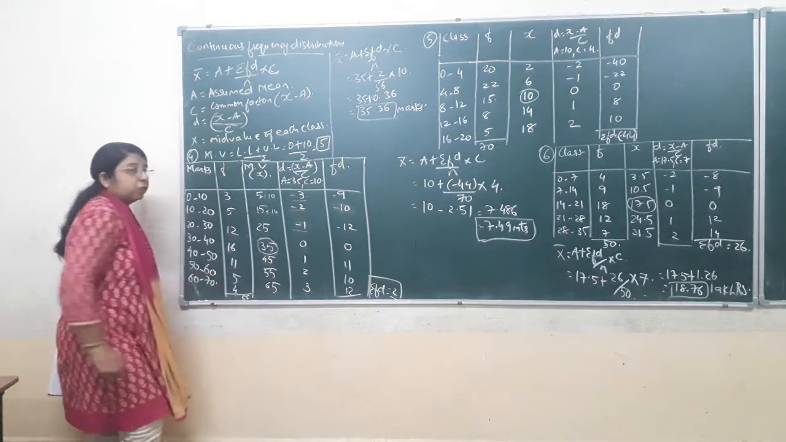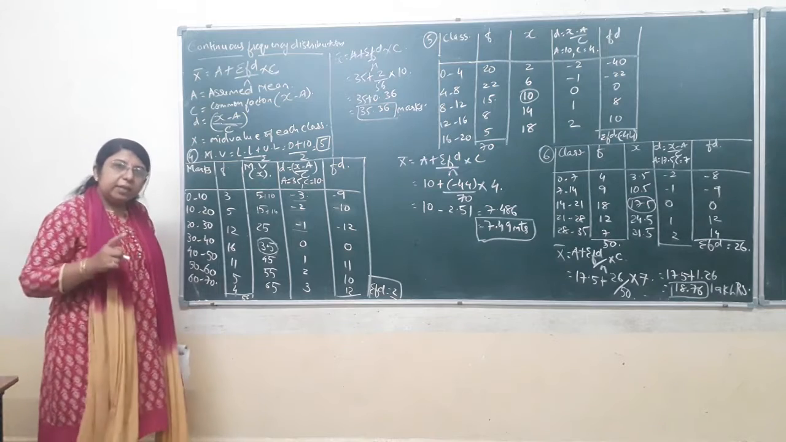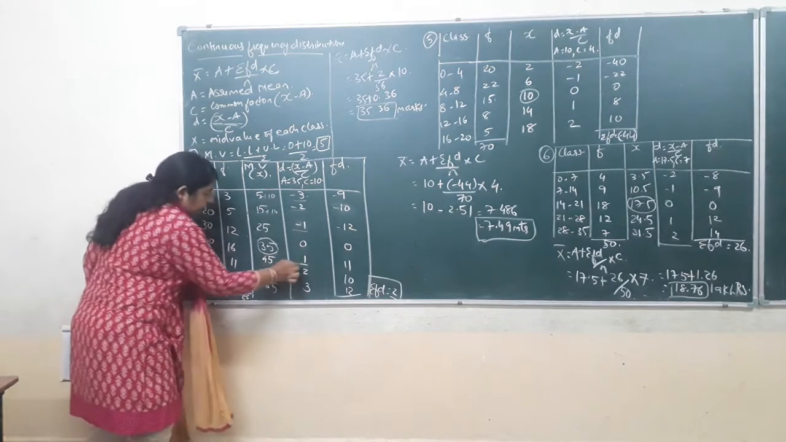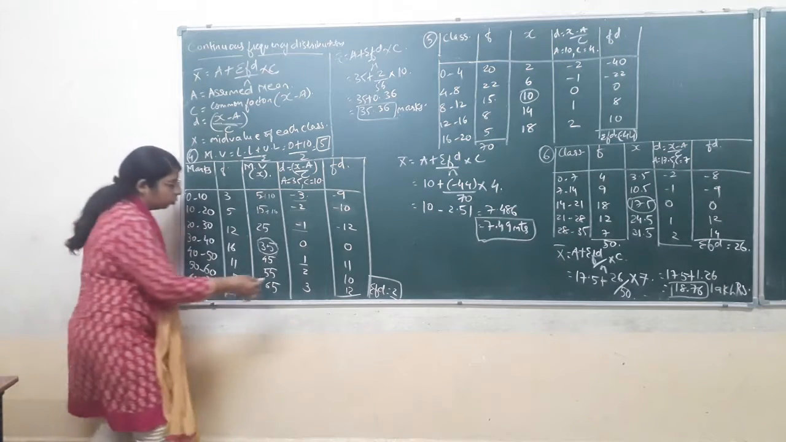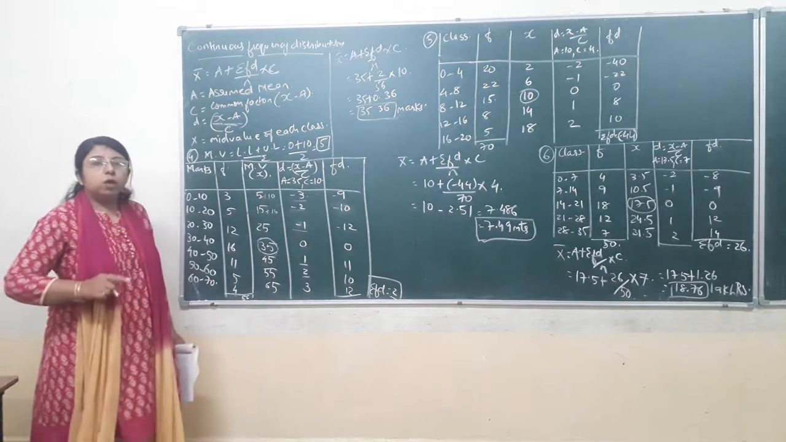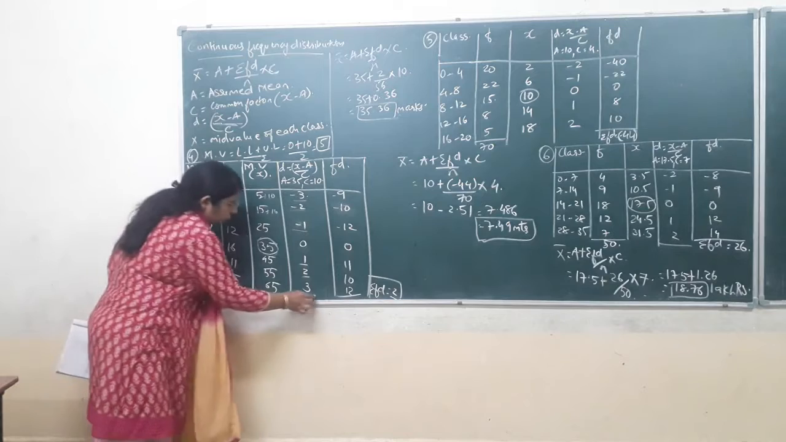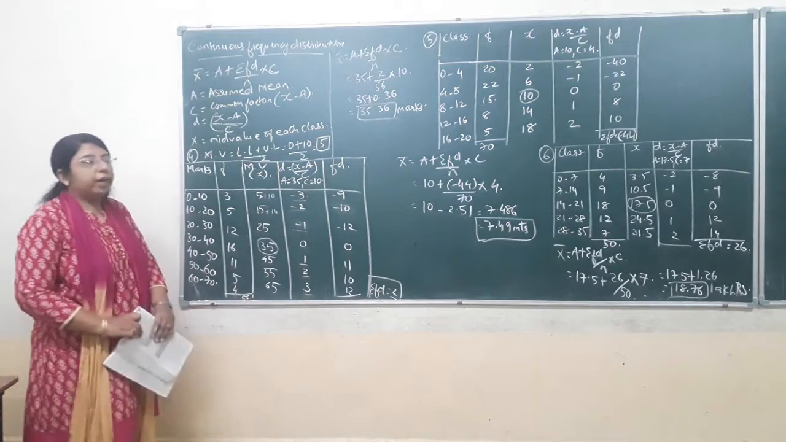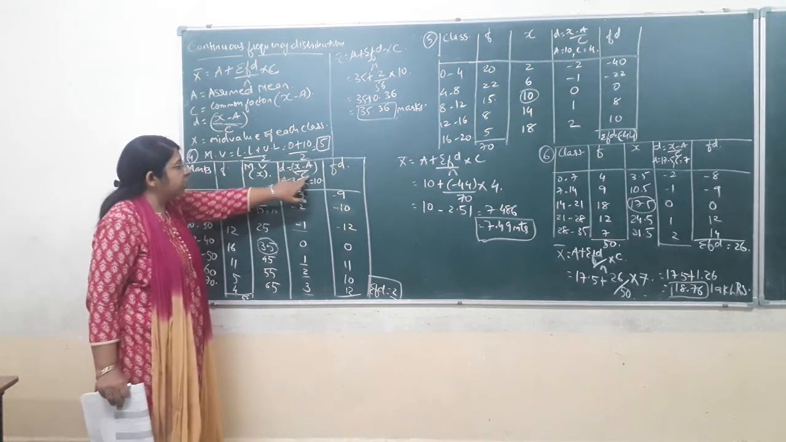Next one, that is 45. So 45 minus 35 will come to plus 10. Plus 10 divided by 10, 1. Okay. Next one, 55 minus 35, so 20. 20 divided by 10, it will come to 2. 65 minus 35, it would come to 30. 30 divided by 10, it would come to 3. So in this way, you have to find all the values of D by the given formula, that is X minus A upon C.